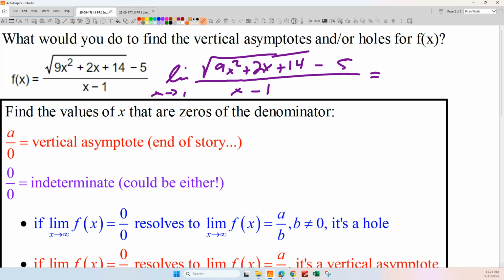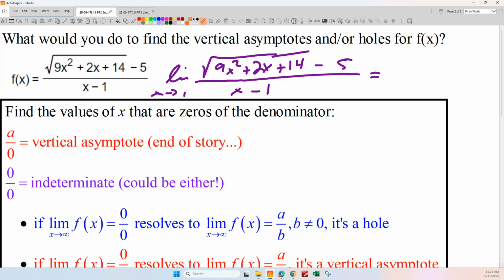if I try to evaluate that directly, what do I get? Do I? Oh, I do, don't I? I do get 0 over 0. Unfortunately, I do. I was kind of hoping it wasn't one of those. It's 0 over 0, so I would have to resolve this indeterminacy.